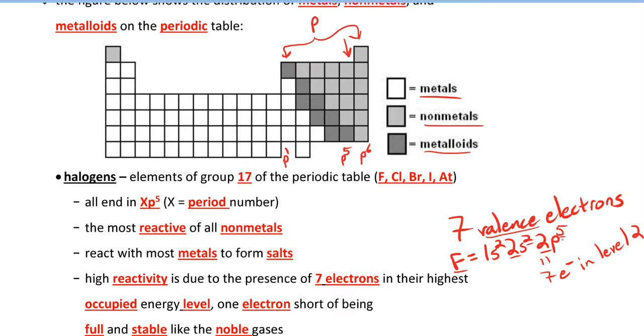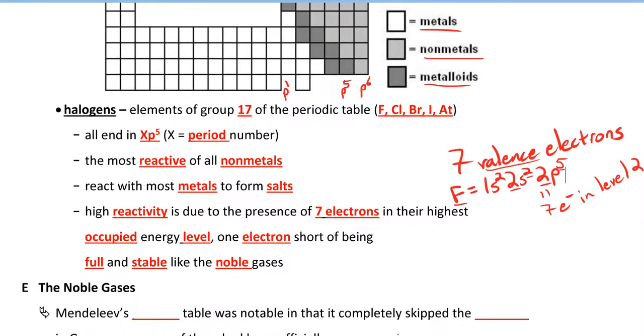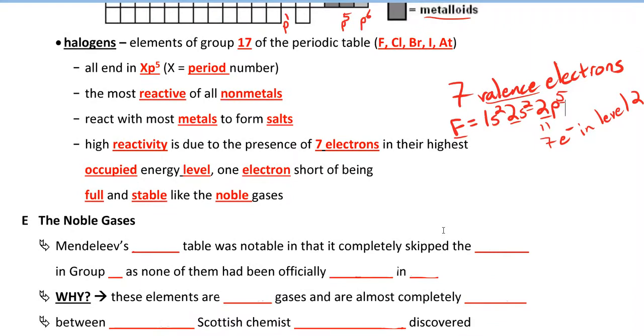The closer elements are to having a full highest energy level, the more reactive they are. And so halogens are very reactive because they're so close. They just need 1 electron to fill that highest energy level. So they are very, very reactive because they want to get that full highest energy level. And we'll talk more about that reactivity later.